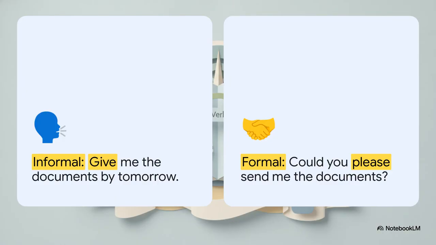Another massive part of nailing a formal tone is politeness, and specifically indirectness. Direct commands can honestly seem highly aggressive in written English, even if you don't mean them to be. Take a look at this informal example. "Give me the documents by tomorrow." Wow, it sounds like an order from a dictator, right? But look at the formal version. "Could you please send me the documents by tomorrow?" See what happened there? By framing the request as an indirect question and just adding the word "please," you sound vastly more professional, respectful, and collaborative.